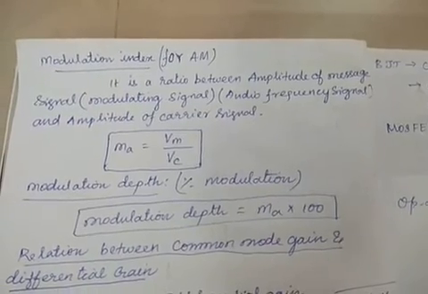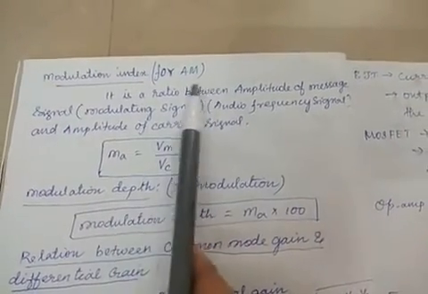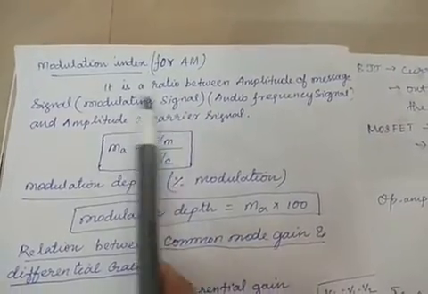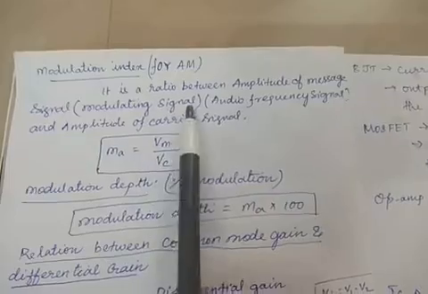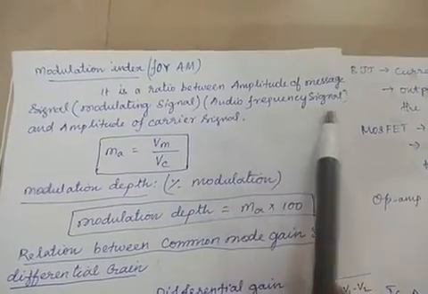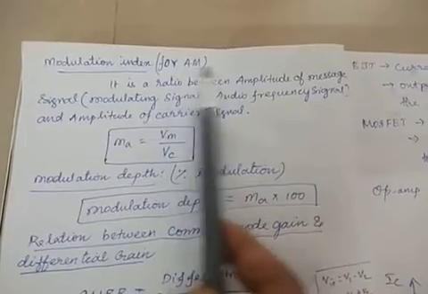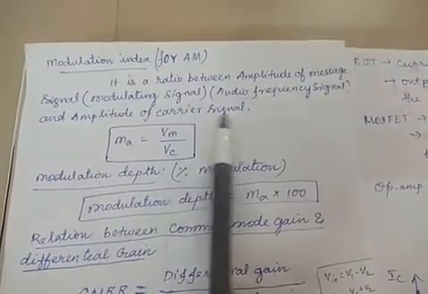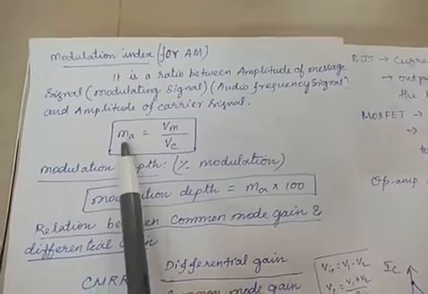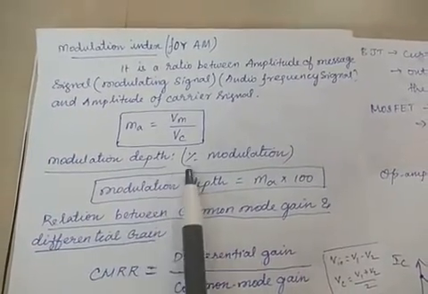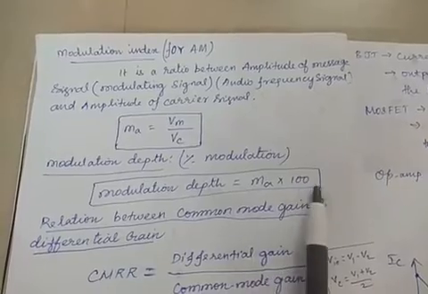So we'll see some of the important things for CA3. First topic is modulation index. For AM, it is a ratio between the amplitude of the message signal. Message signal we can call it the modulating signal or audio frequency signal. This we already discussed in the material itself when we discussed amplitude modulation. So the amplitude of the message by the amplitude of the carrier signal is the modulation index. Modulation depth, which means percentage modulation, is equal to modulation index into 100.